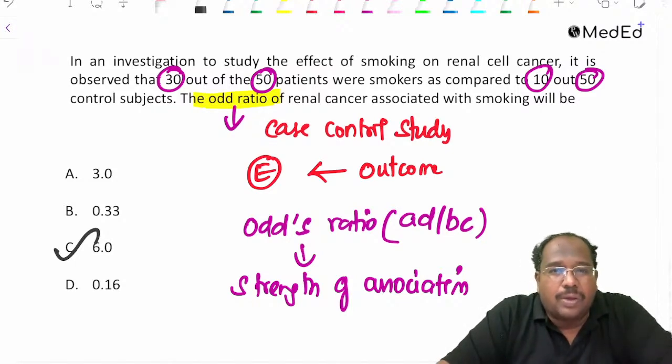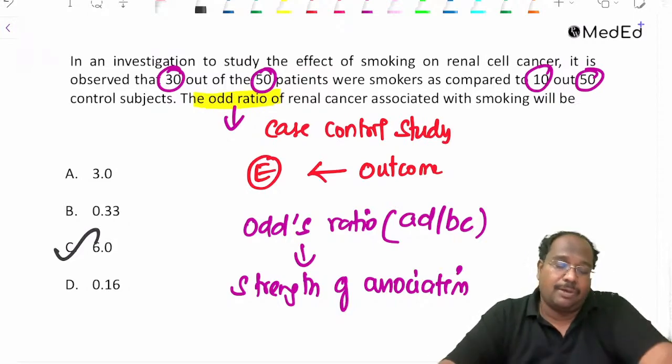What does it mean? You can say it this way: people with renal cancer are 6 times more likely to be exposed to smoking when compared to those who do not have renal cancer. That means cases are 6 times more likely to be exposed to smoking when compared to controls. Who is a control? Control means people without disease.